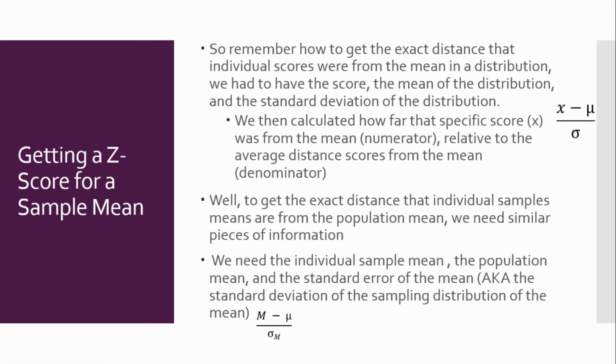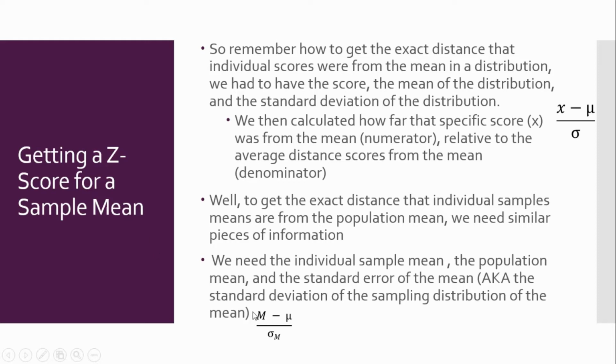So remember that in order to get a z-score for an individual score, we take that individual score minus the population mean divided by the standard deviation. We're literally finding out, okay, how far is our score from the mean relative to the average distance that scores are from the mean? Well, in order to calculate the z-score for sample means, it's much the same way. We pretty much have to have the same elements, okay?